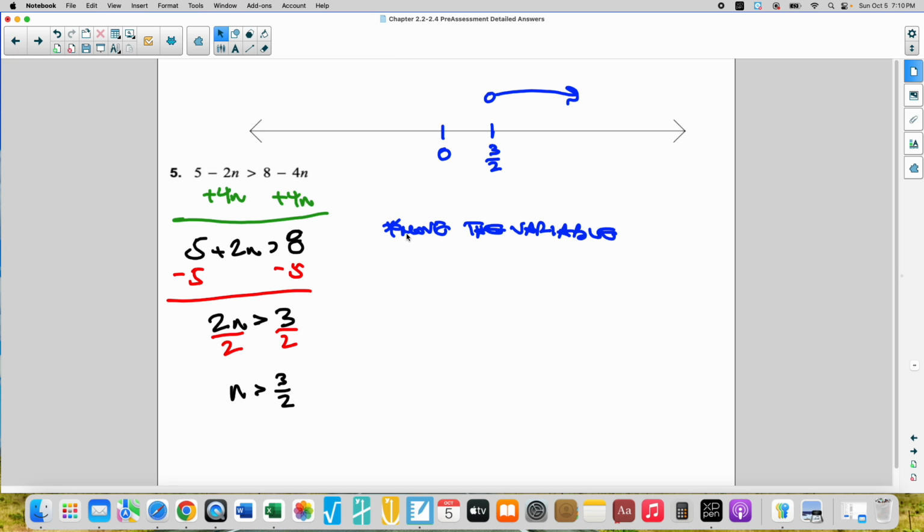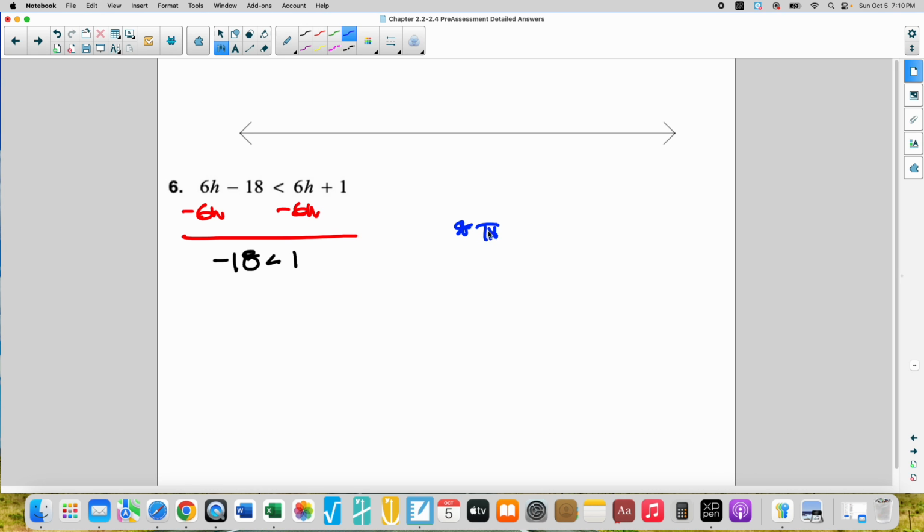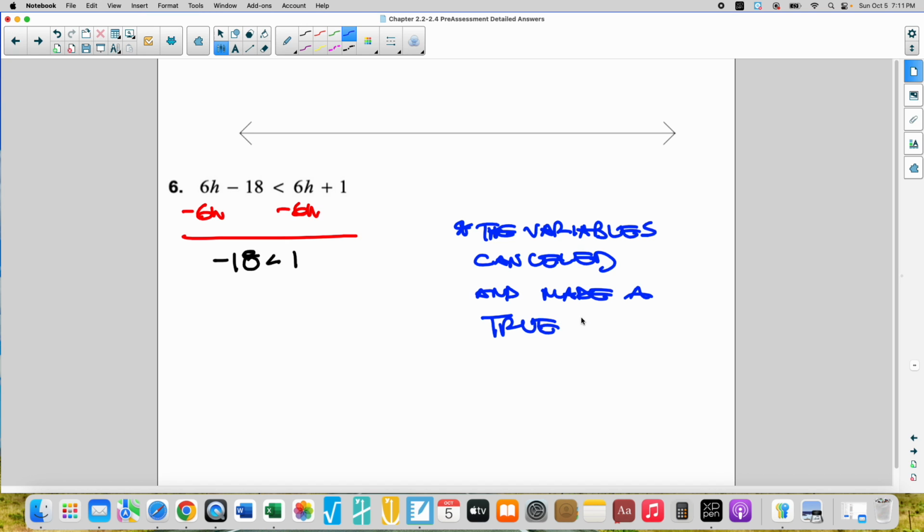Move the variables first. Same thing, variable constant, variable constant. So let's get rid of the variables first. Minus 6h, minus 6h. And what do we notice here? Notice the variables canceled. And they made a true statement.